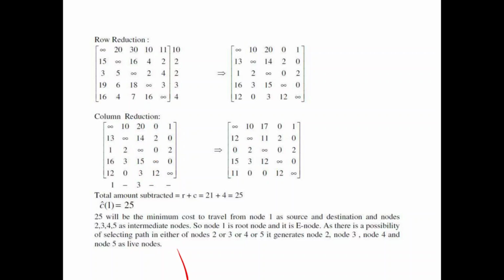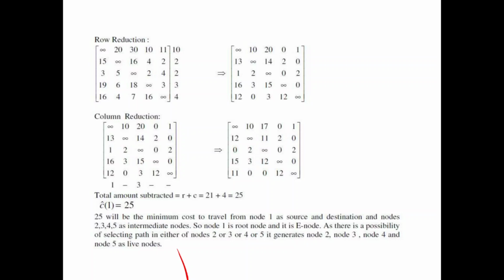Next, the fourth column has 0. The fifth one also has 0. In the first column we will reduce the value: infinity will be same. 13 minus 1 is nothing but 12. 1 minus 1 is 0. Next, 16 minus 1 is nothing but 15. 12 minus 1 equals 11.